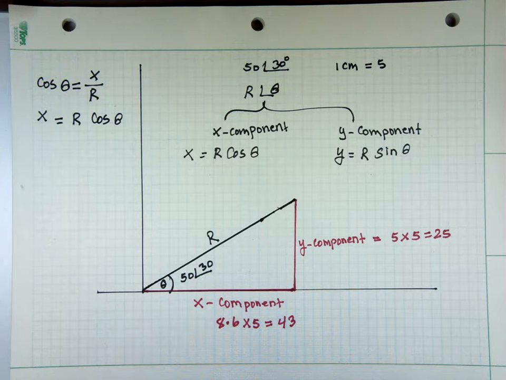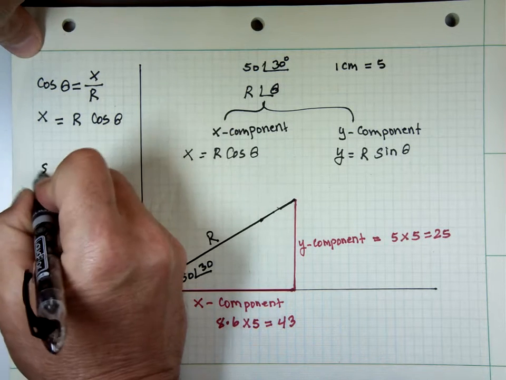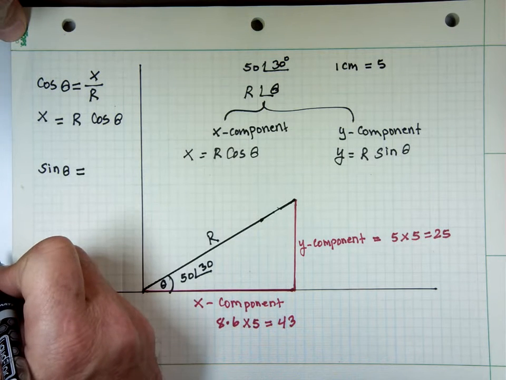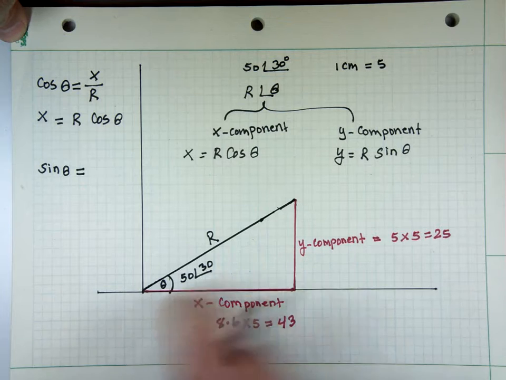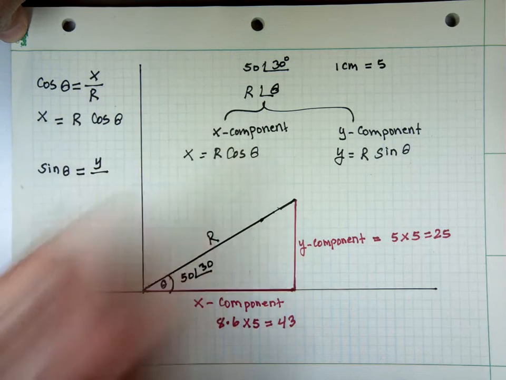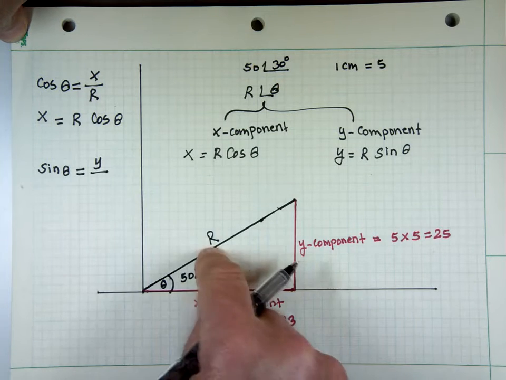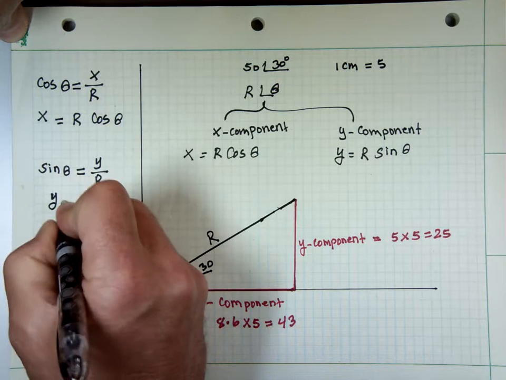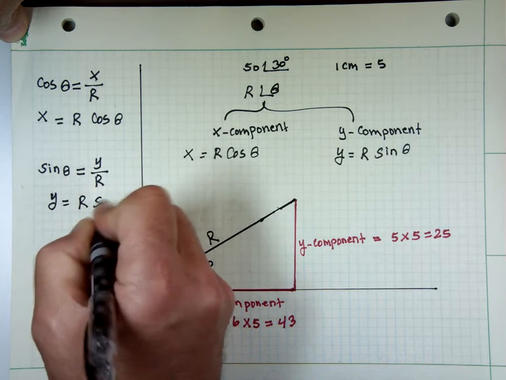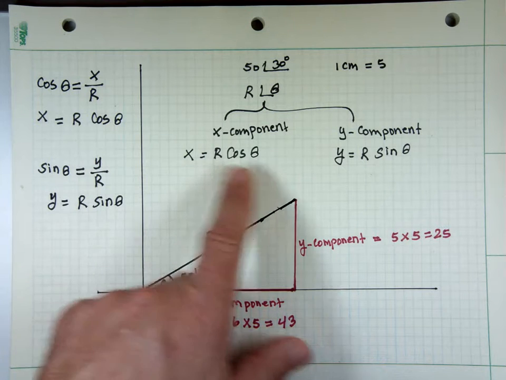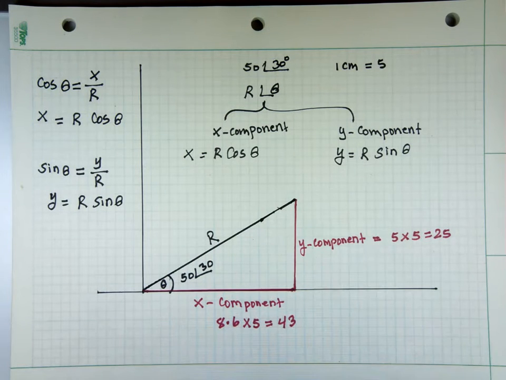Again, what do we know about the sine? The sine of theta is what? Sine is opposite over the hypotenuse. What's the opposite? This is theta. What's the opposite to that? Y. And what's the hypotenuse? R, which means y equals r sine of theta. So that's the reason why the x component is always r cosine and the y component is always r sine.